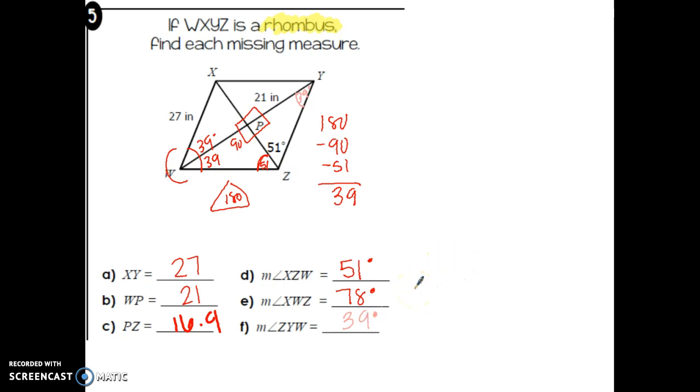Alright, so I want you guys to do number 6. And remember the hint there is that that angle is being bisected by that diagonal. So they should be the exact same measure. So get that checked, get your name tallied off, and then we will be moving on to squares.